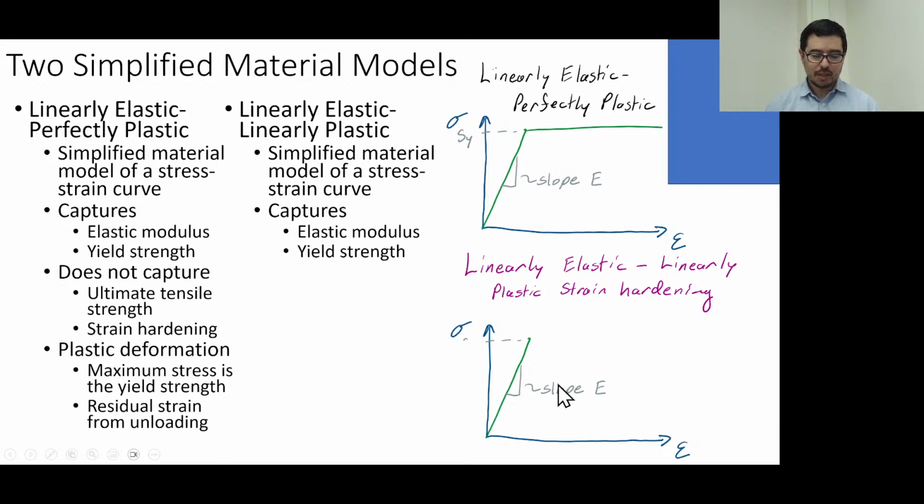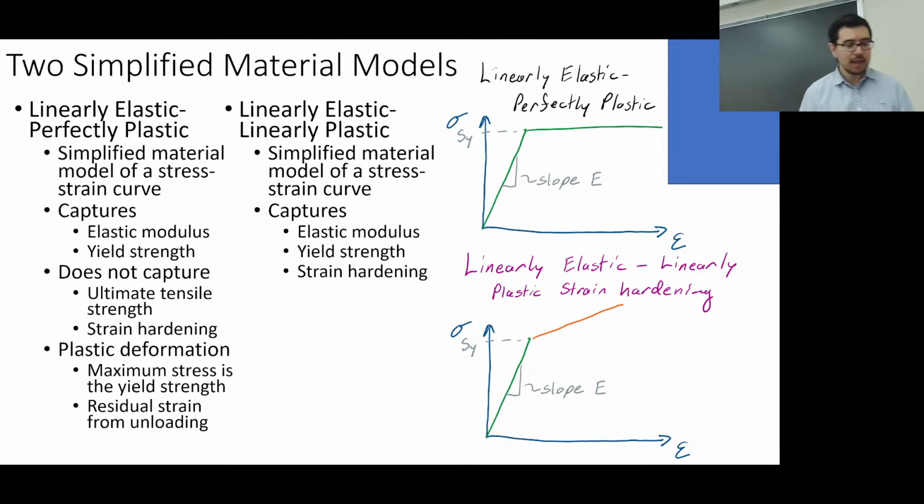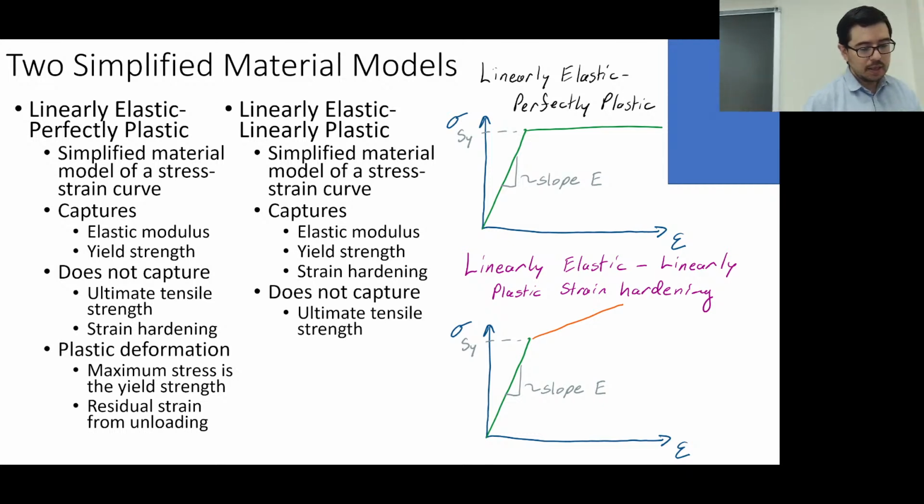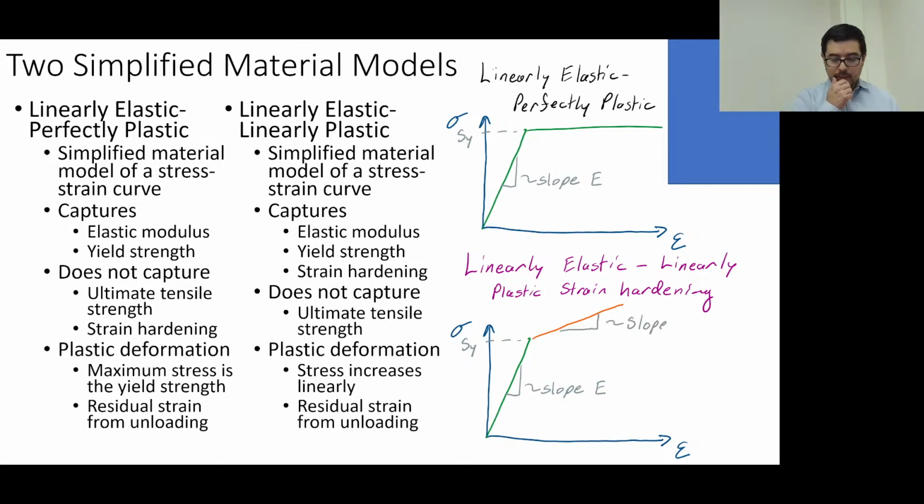It means it goes up, okay? The slope of force is much less. We talked about that yesterday as well. And it does not capture the ultimate tensile strength because it just keeps going up. But it does allow us to capture, what is this? Strain hardening. So what is strain hardening?